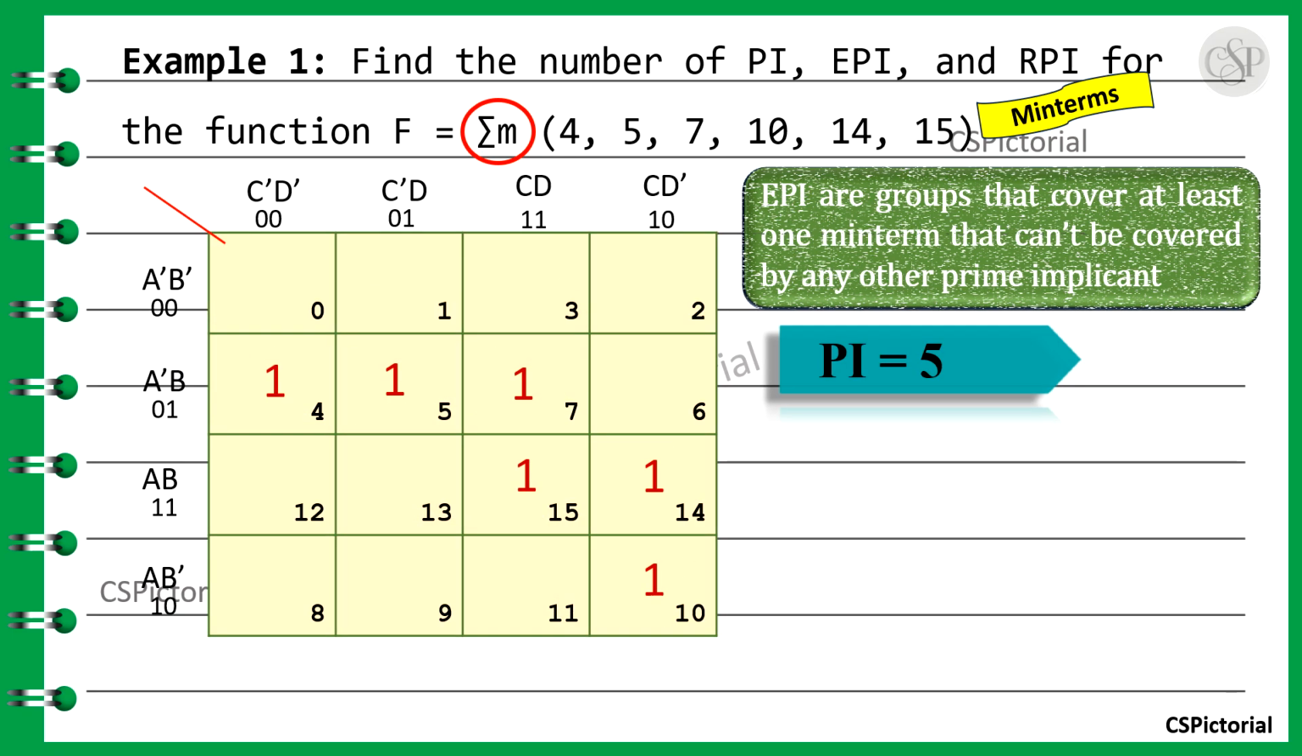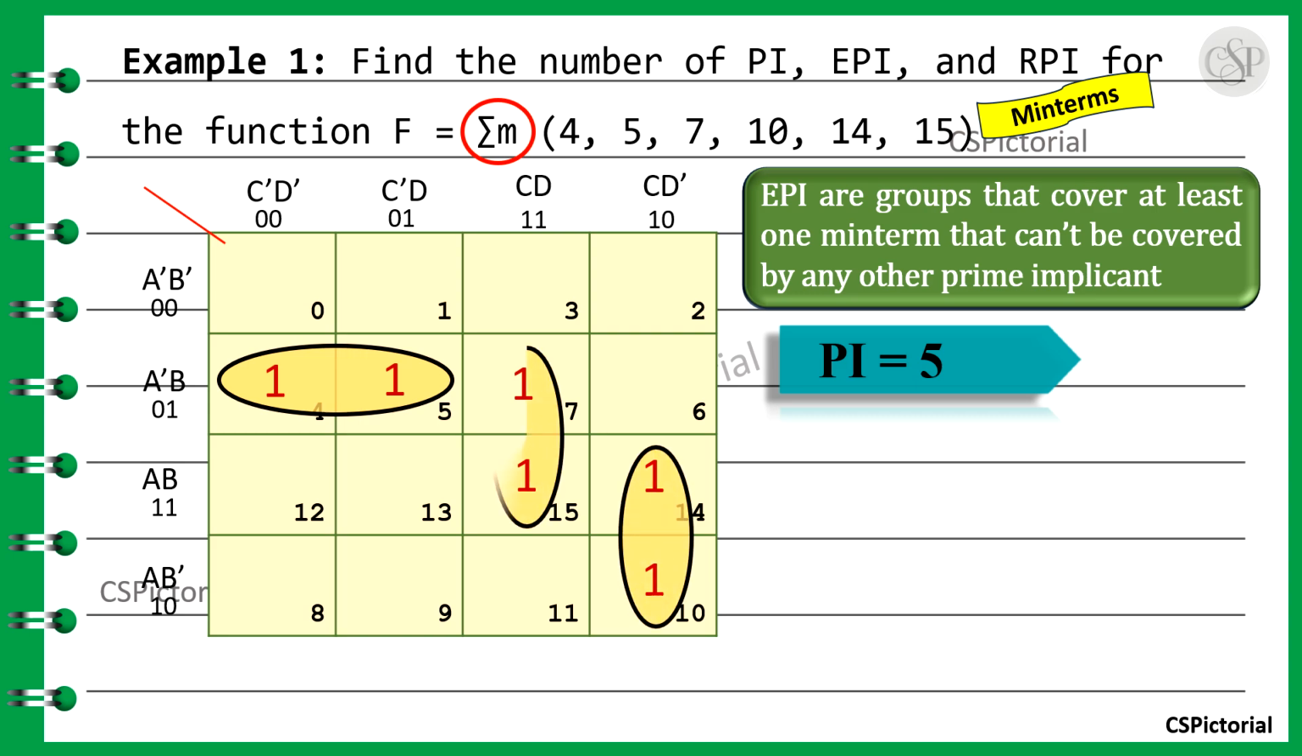Now let us understand what does EPI mean. The groups that cover at least one minterm that can't be covered by any other prime implicant is the essential prime implicant. EPI always appears in the final solution. In this example, these 3 groups cover up ones not involved in any other group. So they become the essential prime implicant of this Boolean function.